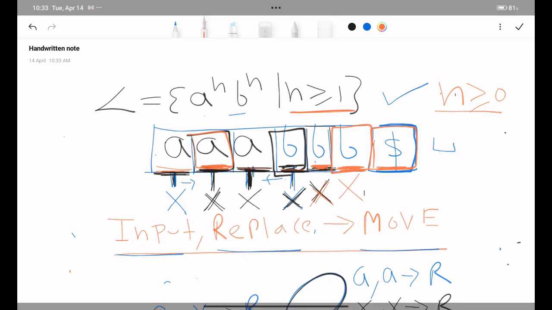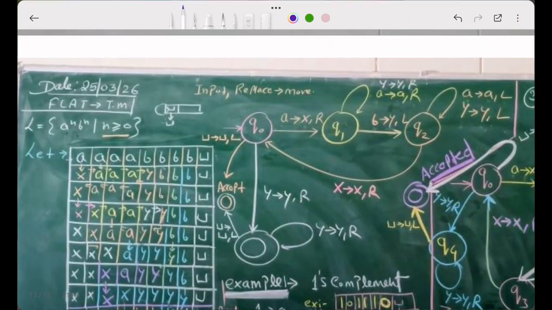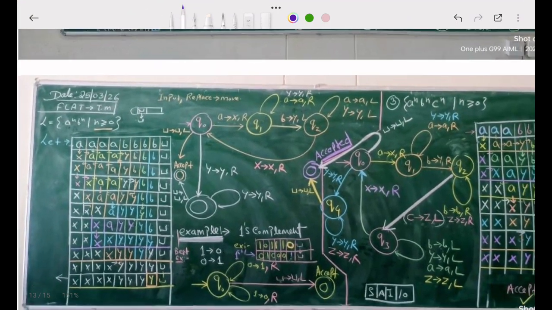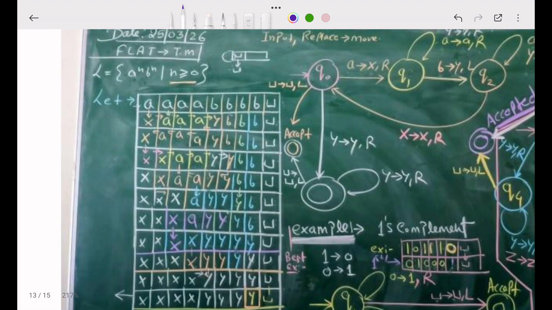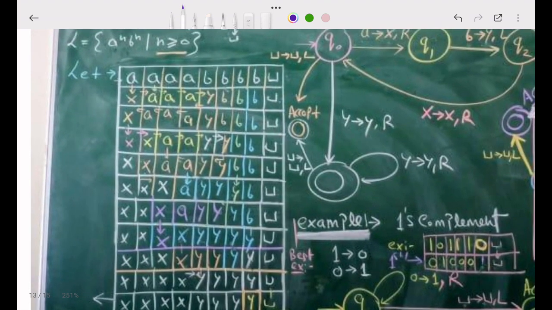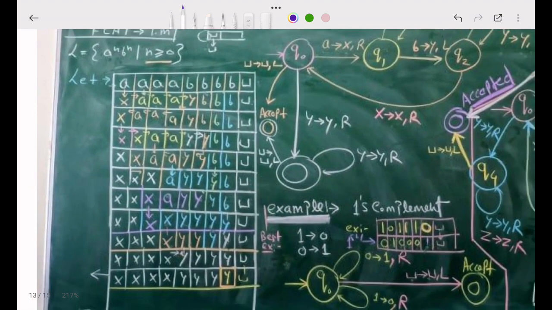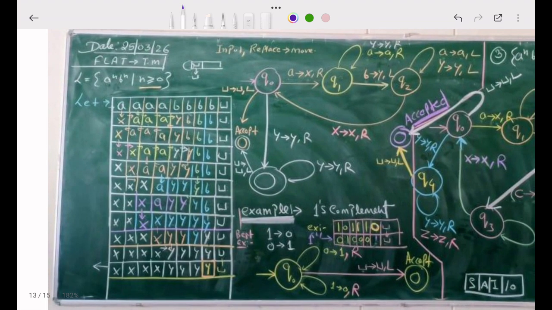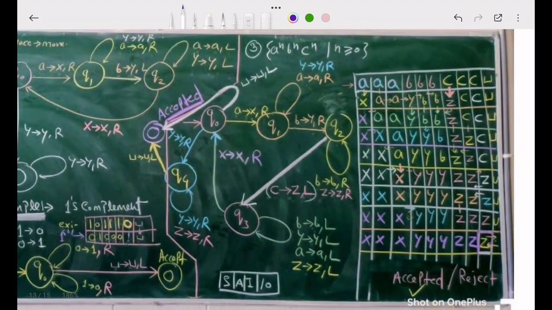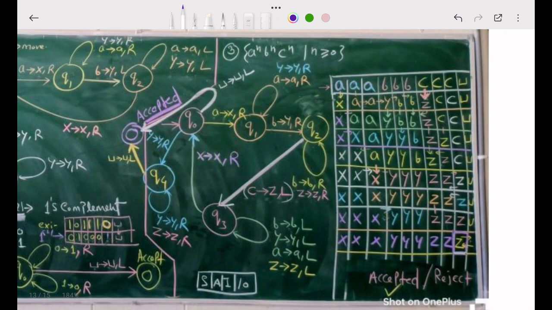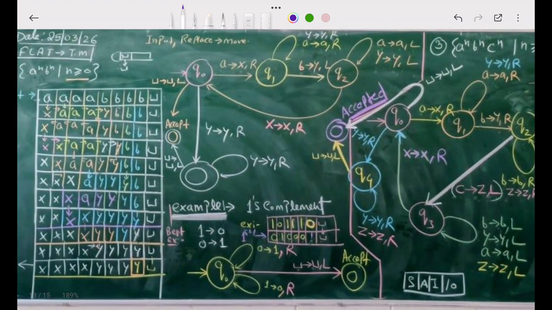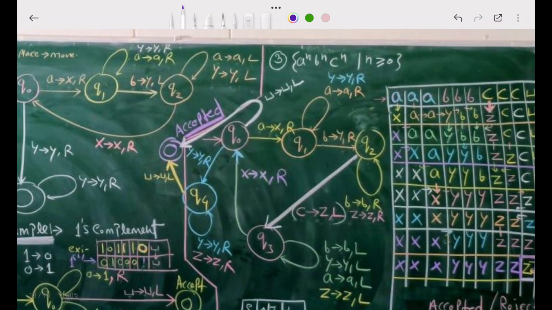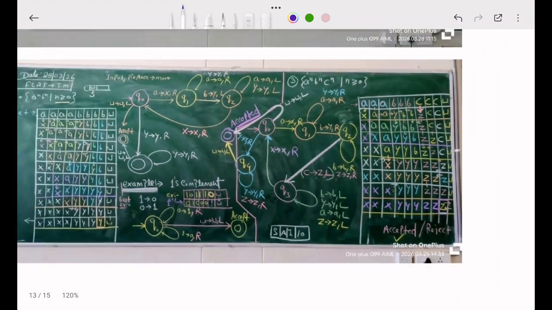If you come to our class presentation, I will show how I designed it and how we solved it step by step. In the class we have written this blank symbol. This question, as well as a to the power n, b to the power n, c to the power n also, either this question will come, a to the power n, b to the power n, or a to the power n, b to the power n, c to the power n.